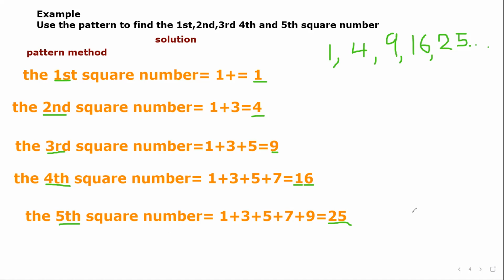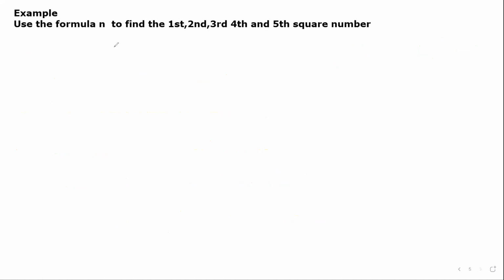Let's quickly use the formula to solve this one. Now use the formula n raised to the power 2. Let me write the small 2 here. That is n raised to the power 2, to find the first, second, third, fourth, and fifth square numbers. Okay, let me write the solution.